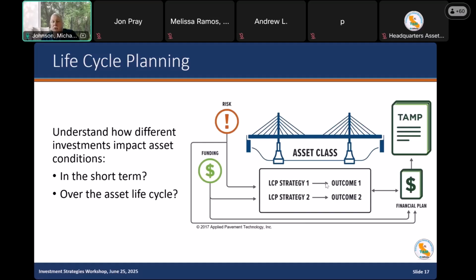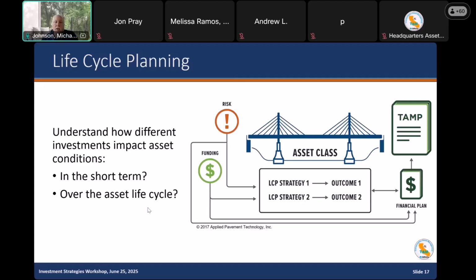As you saw, I could have a very expansion-heavy strategy, and I'm going to get an expansion-heavy outcome in terms of my existing infrastructure, meaning the condition's going to drop. Or I could have another strategy like the one I showed earlier, a very preservation and rehabilitation heavy strategy, and you're going to get a much better condition outcome, but you're going to get fewer new assets. All of this has to come together in ultimately our investment strategy, which is reflected through a planned set of investments, a financial plan, and that all builds into the TAMP.